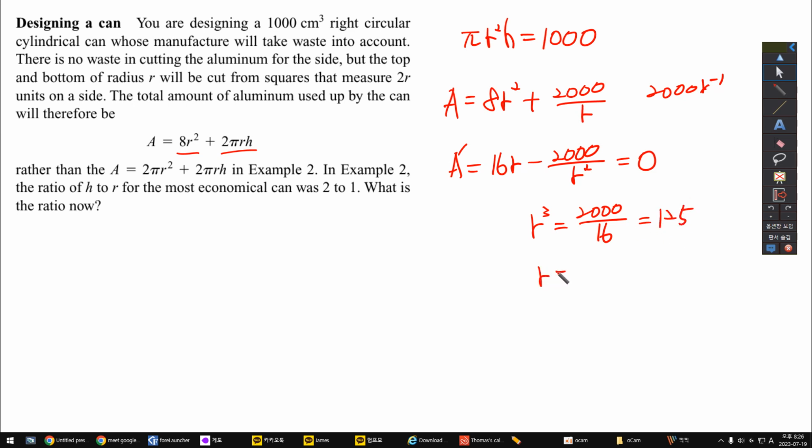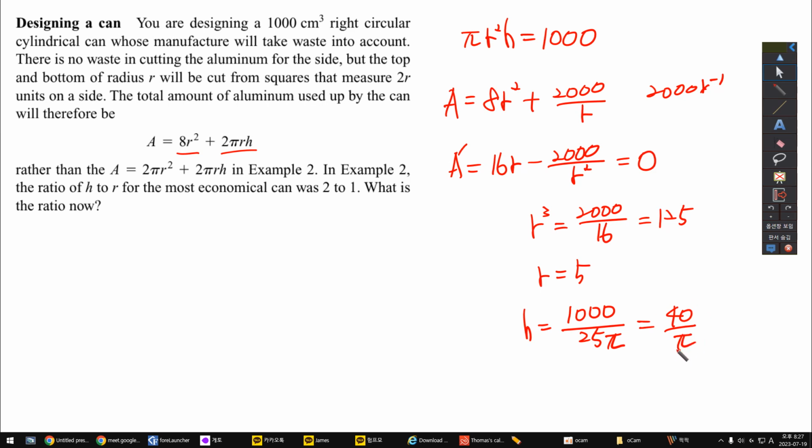So now what is r? Value of r? Can you find the cube root of 125? Yeah. 5. Radius is 5. So when the radius is 5, the height h is 1000 divided by 25 pi. So that means 40 over pi is the height.